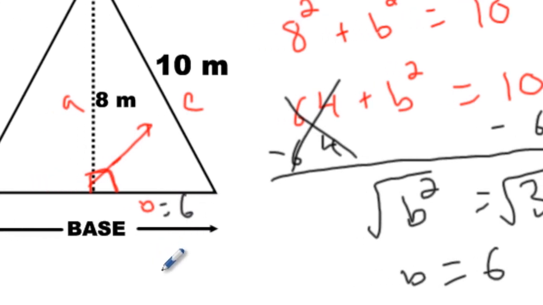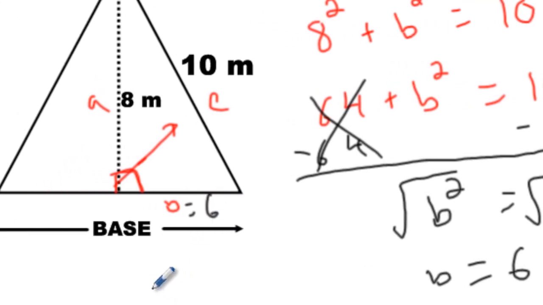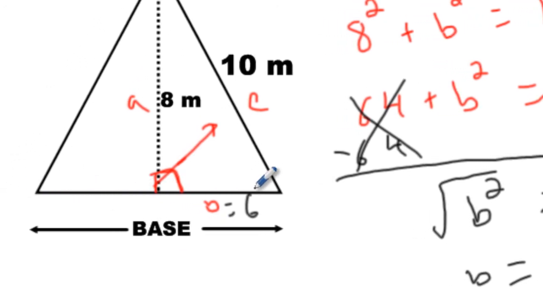That's got to be our answer, right, Mr. Malamat? I did all the work. I got 6. Oh, but you forgot something. I want the entire base. I don't want just from here to there. Yeah, you got it. You got to double it. That's going to be 6 as well. You get 12. It's going to be 12 meters.